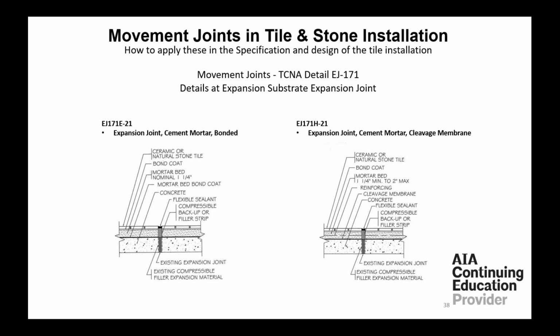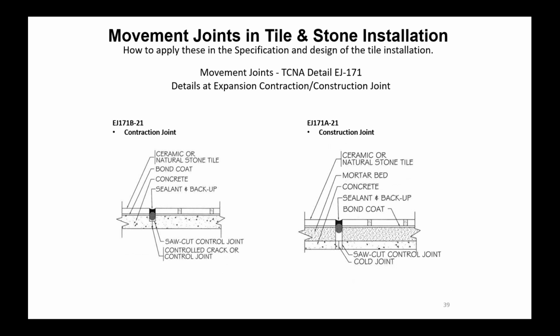These are a couple of different details for mortar beds. The one on the left is bonded. The one on the right is not bonded, and shows a cleavage membrane and wire reinforcement, but the joints are typically about the same. Contraction joints, in other words, a saw cut that's not going all the way through the slab, or a construction joint, or cold joint, that does go all the way through.